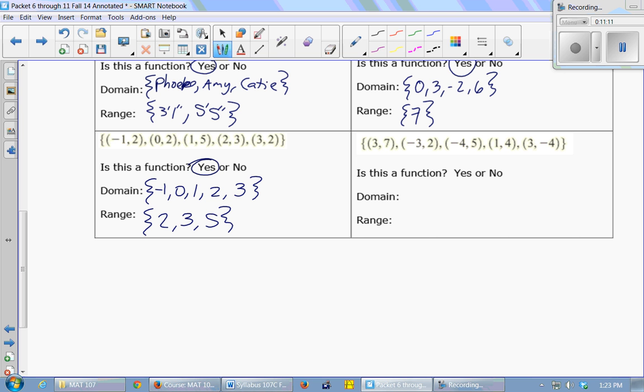So this is not a function because 3 goes to 7 and 3 also goes to -4, right? So for the same input, for 3, you have 2 different outputs. That makes it not a function. But this is still a relation, and all relations have a domain and a range, so I can still write it out. -4, -3, 1, and 3. And the range is -4, 2, 4, 5, and 7.